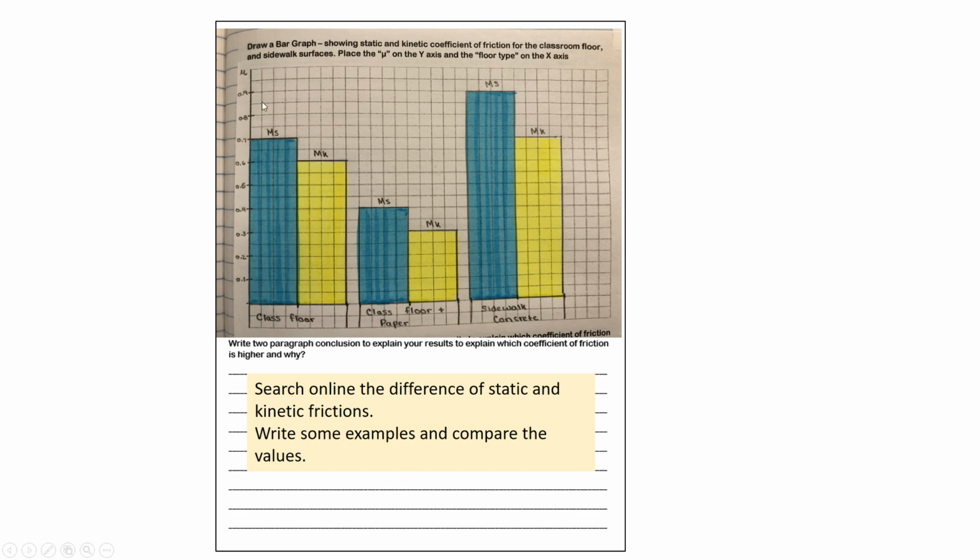So notice that this is for the classroom floor, this is for the classroom floor plus the paper, and this is the sidewalk concrete. As you notice, the one that is offering less friction is the one where you place the paper under the shoe, and the one with more friction is the sidewalk concrete. So you complete these, make them colorful, and make a very clear distinction between the kinetic and the static coefficient of friction.